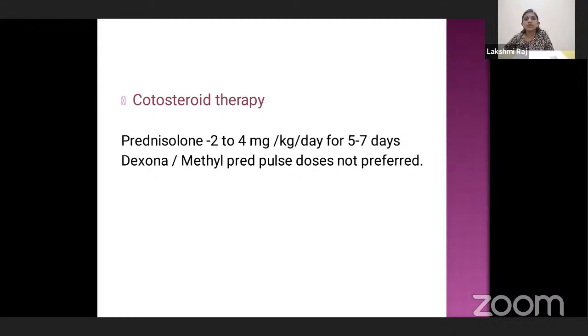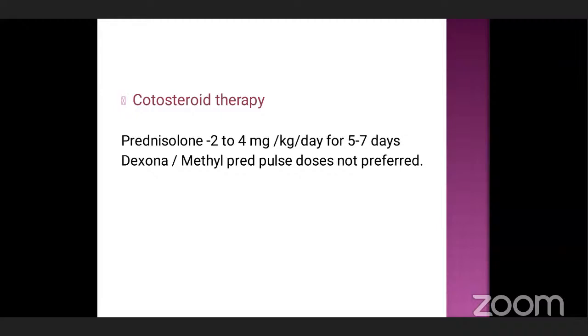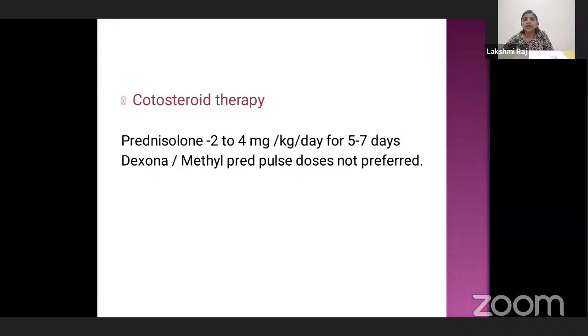So prednisolone we give 2 to 4 mg per kg per day for 5 to 7 days. And we don't have to taper it. We can stop it after 5 to 7 days. Then dexamethasone and methylprednisolone pulse doses can be given in severe cases, but it is generally not preferred. We prefer oral prednisolone.